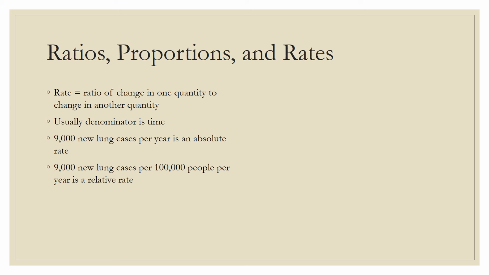We can't tell. So often what's done with rates is that they're provided in relative terms. So the last bullet point that you see on the slide is a relative rate, 9,000 new lung cancer cases per 100,000 people per year. So from this you can tell that 9% of the population, 9,000 divided by 100,000, are developing lung cancer.